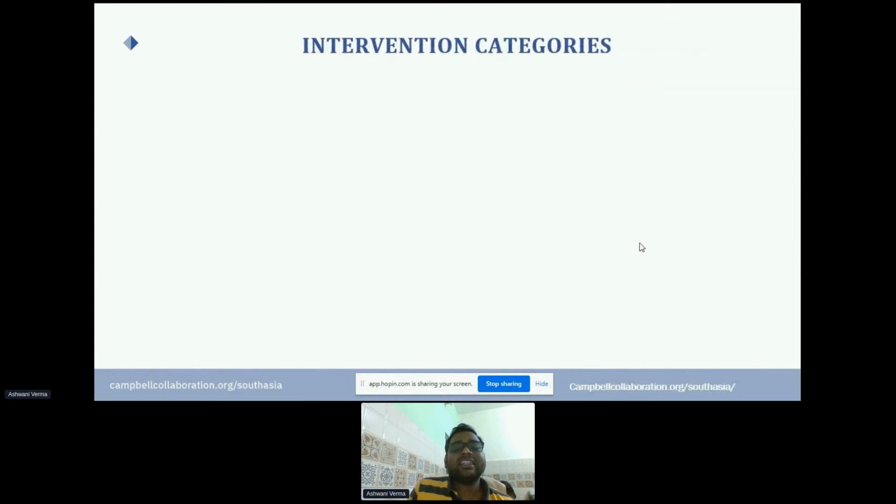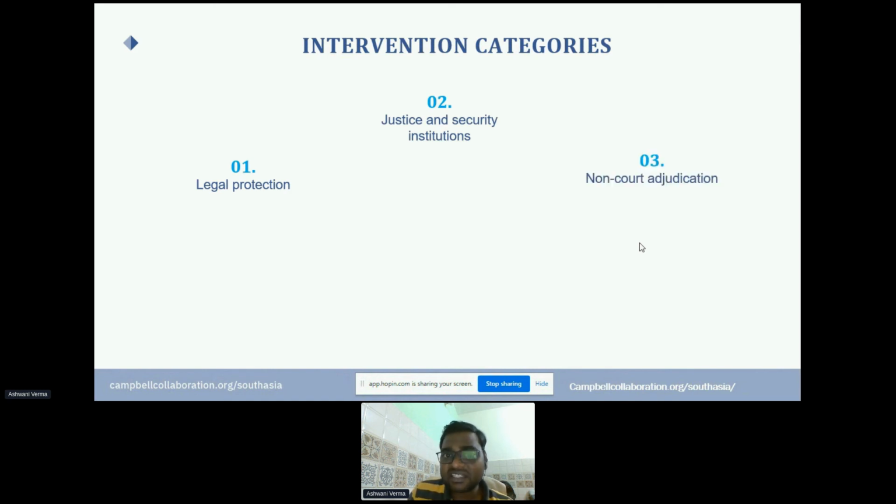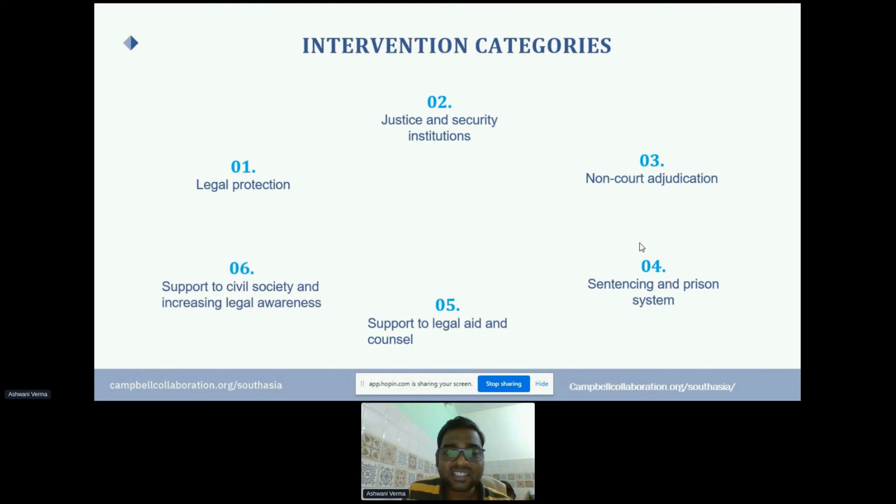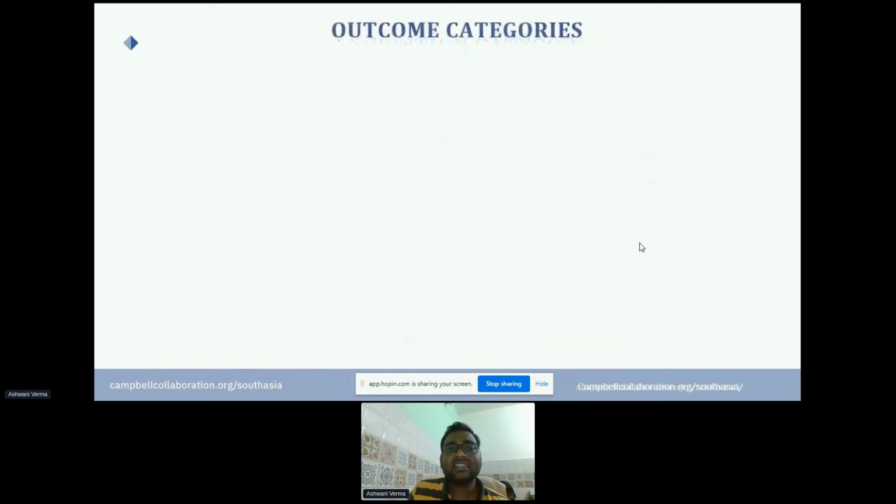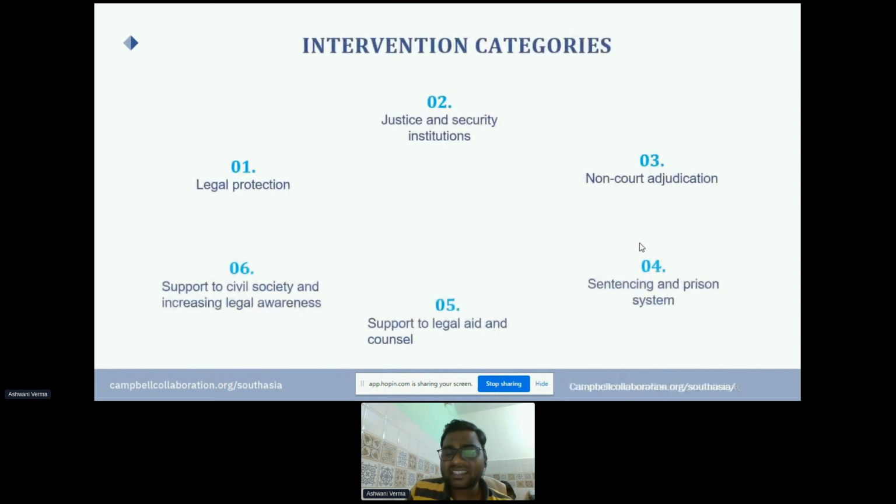So what intervention categories have we included in this particular map? One is legal protection. We have justice and security institutions level interventions, non-court education, the sentencing and prison system, support to legal aid and counsel, and support to civil society and increasing legal awareness. I'll be discussing the subcategories of these interventions in more detail in the coming slides.